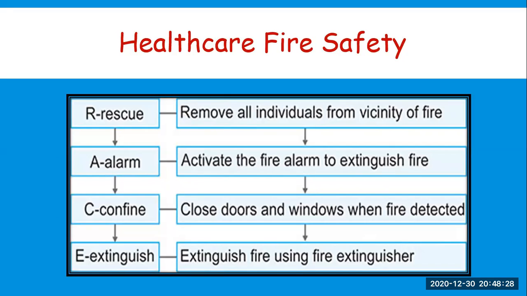Remember this mnemonic for the healthcare fire safety, that is RACE, RACE. R for rescue, it means the first rule of the nurse is to remove all the individuals from the vicinity of fire. A for alarm, it means to activate the fire alarm. C for confine, so whenever the fire is detected, we have to close the doors and windows. And the last is E for extinguish, that is extinguish fire using the fire extinguisher. So the first rule is remove the client.